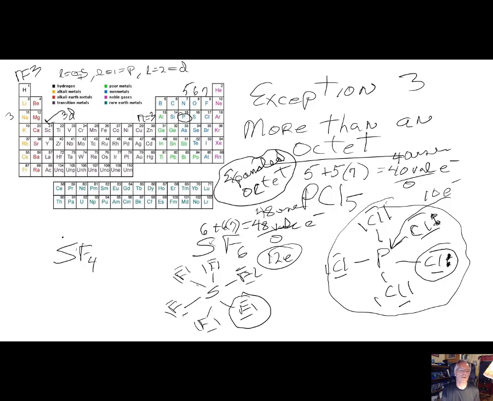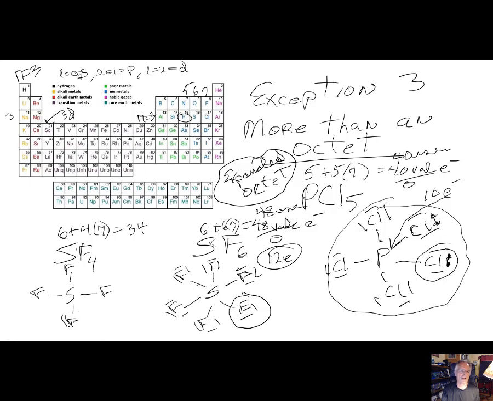Let's do sulfur tetrafluoride over here. We've got 6 valence electrons and then 4 times 7 over here. 4 times 7 is 28, plus 6 is 34. I'm going to go ahead and throw my 4 fluorines around. Okay, it's getting a little crowded up there, but I think you can see what we got. And then I'll give everybody what they want.